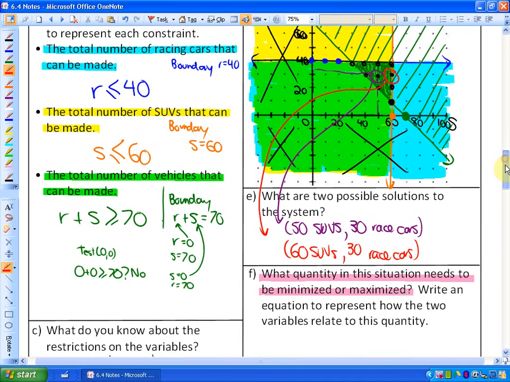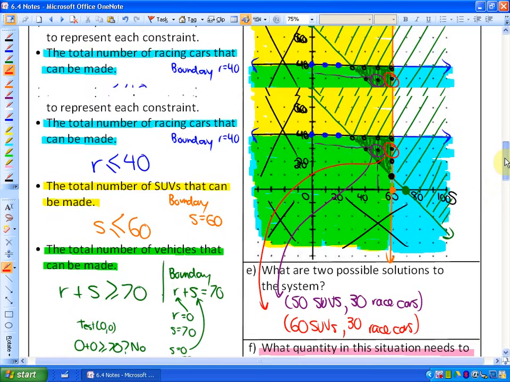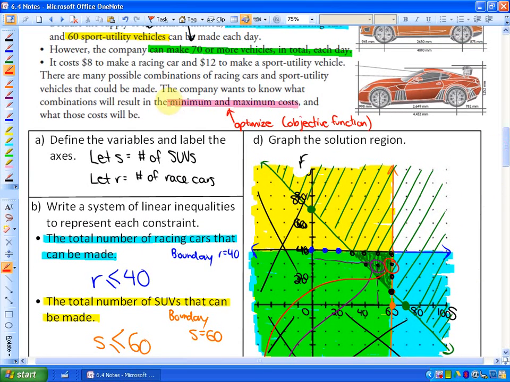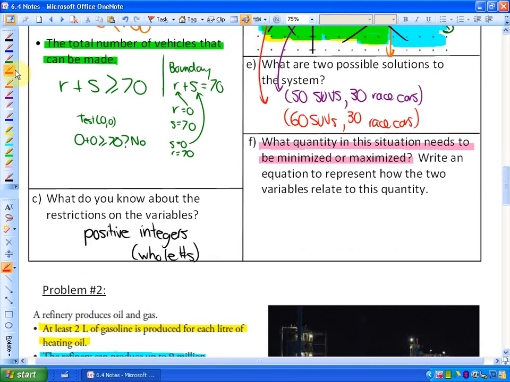Part F is kind of the new part. It says what quantity in this situation needs to be minimized or maximized. So this has to do with the objective function. The goal is, once you have the solution region, we want to use that solution region in order to find out some sort of maximum or minimum type of value. And for this particular company, what we're trying to maximize or minimize is the costs. So those are the words we look for. So what are they trying to maximize or minimize? That's going to be the cost. And it says write an equation to represent how the 2 variables relate to this quantity.